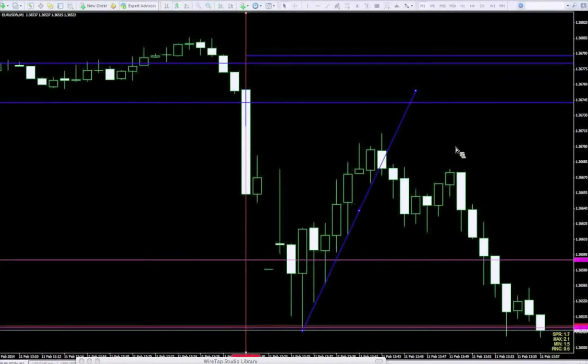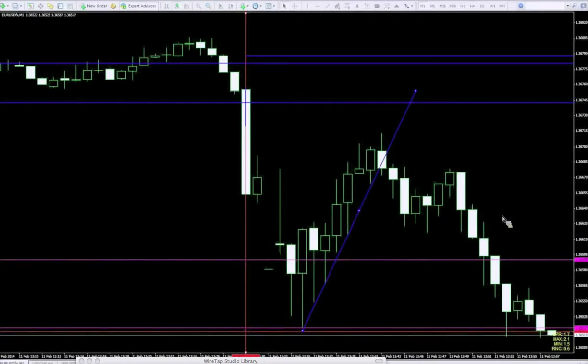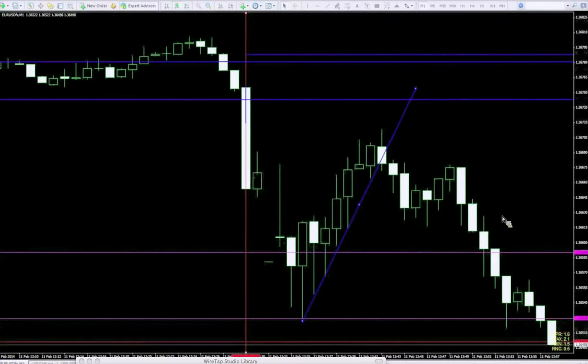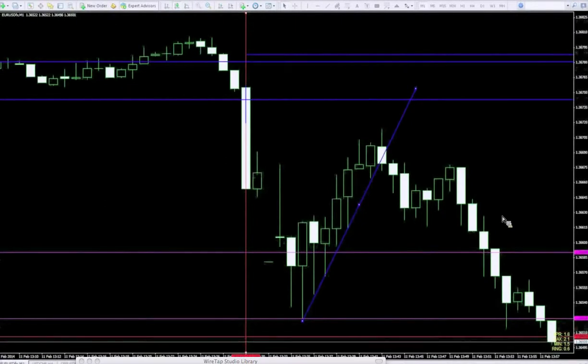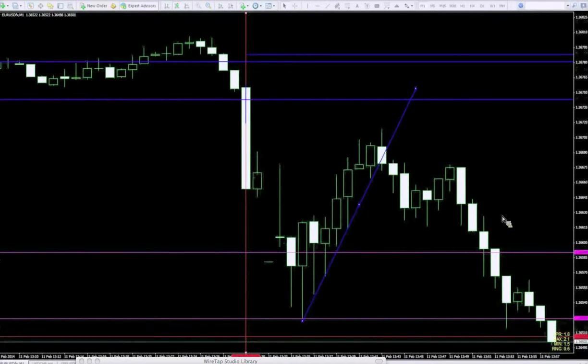Okay? Now keep in mind with a 3-pip stop, this thing could run 50 or 60 pips. We didn't do a price projection yet. But what you want to do is to keep your risk at a minimum and keep your take profit at a maximum. Always.